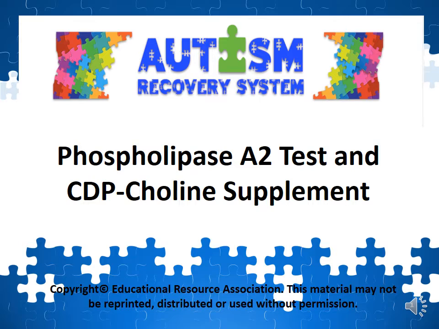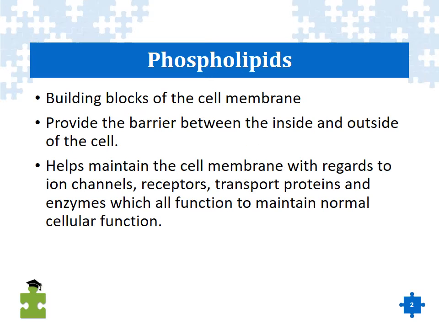This video is on the phospholipase A2 test and the use of CDP choline supplement. So phospholipids are these building blocks of cell membrane function. What they do is they provide a barrier between the inside and the outside of cells. Phospholipids are involved in things called receptors, where chemical signals can interact with the cells, and ion channels, where things like sodium and potassium can flow into and out of cells. So they play a significant role in cell health.